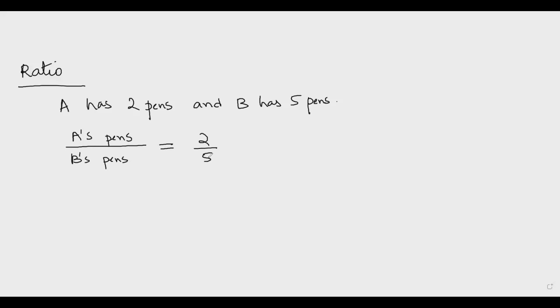So in the ratio, what we do is that we compare the numbers, okay? The numbers of one quantity with another quantity, okay? A has 2 pens, B has 5 pens. If you find A pens divided by B pens, it's going to be 2 by 5. And this we call the numerator, and this one we call the denominator. Okay, everybody must be knowing.